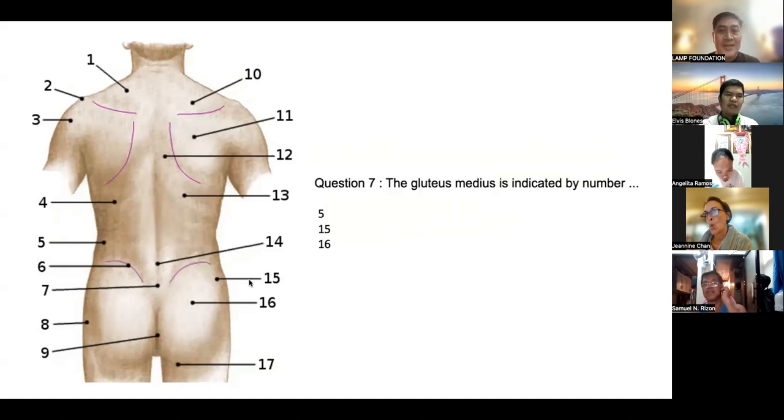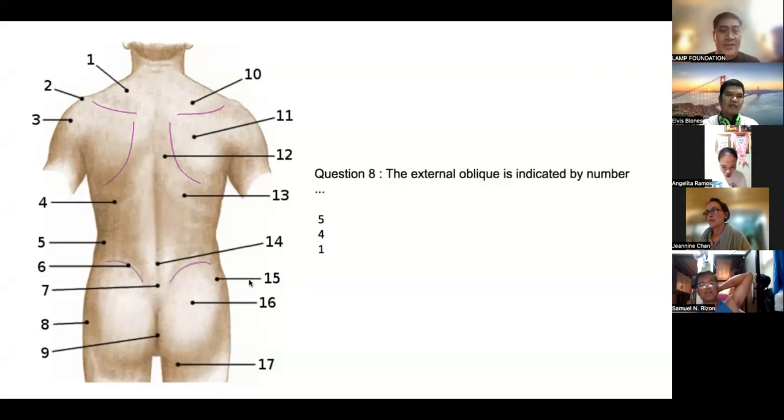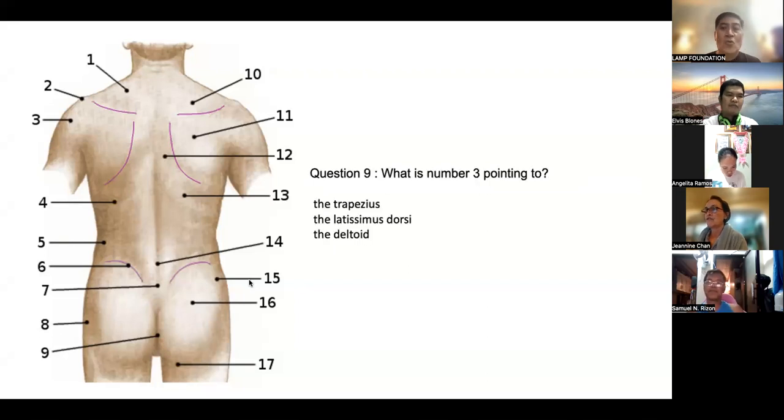What is number 9 pointing to? Coccyx. Gluteus medius is what number? Number 15. External oblique is what number? External oblique, number 5. What is number 3 pointing to? Trapezius. No. Number 3 is deltoid.